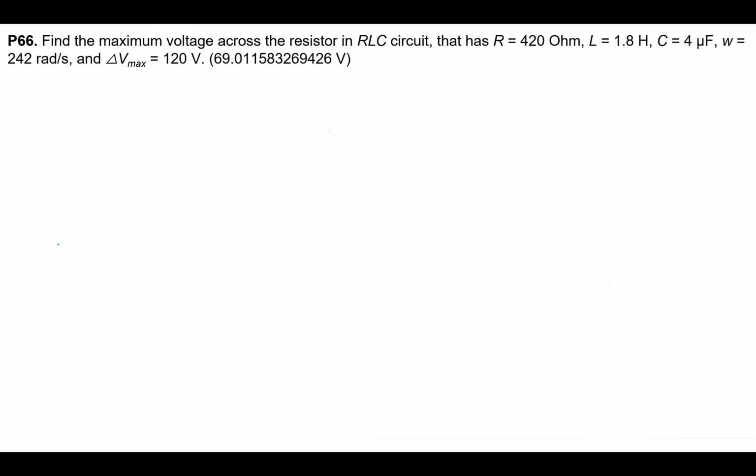Number 66, find the maximum voltage across the resistor. Now you want to find the resistor voltage in the RLC circuit. The voltage across the resistor, and R is this. Microfarad should be 10 to the minus 6. And omega is given, and delta V max is given.